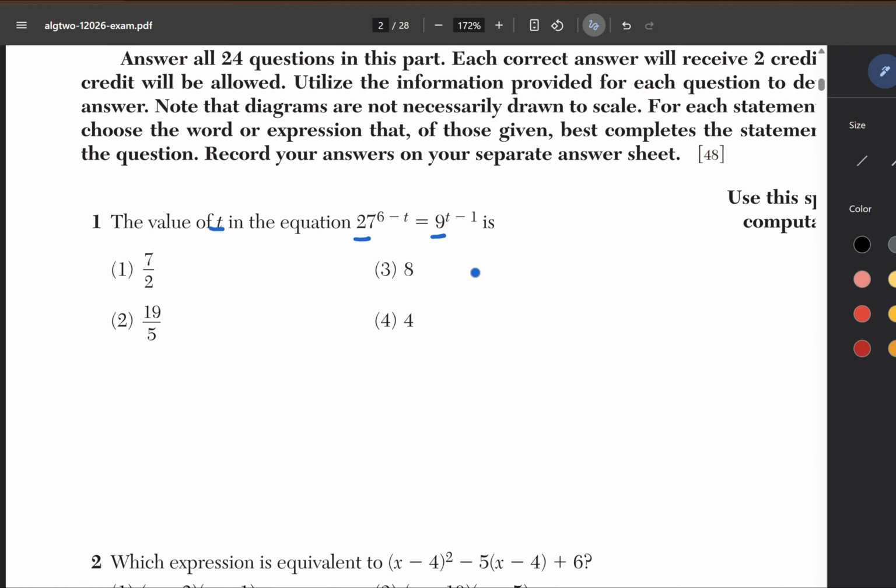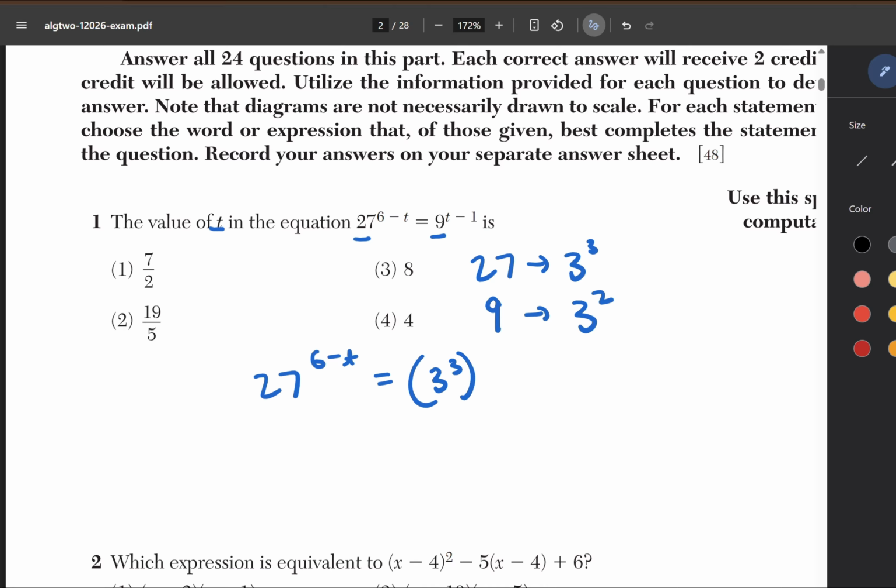So, for example, what I mean is that 27 is 3 to the third power, and 9 is 3 to the second power. So I can use this to my advantage. So 27 to the 6 minus t is really the same thing as saying 3 to the third, because remember we said 3 to the third is equal to 27, with 6 minus t as its exponent. We can also say that 9 to the t minus 1 is the same as 3 squared, because we said 9 is equal to 3 squared, to the t minus 1 power.